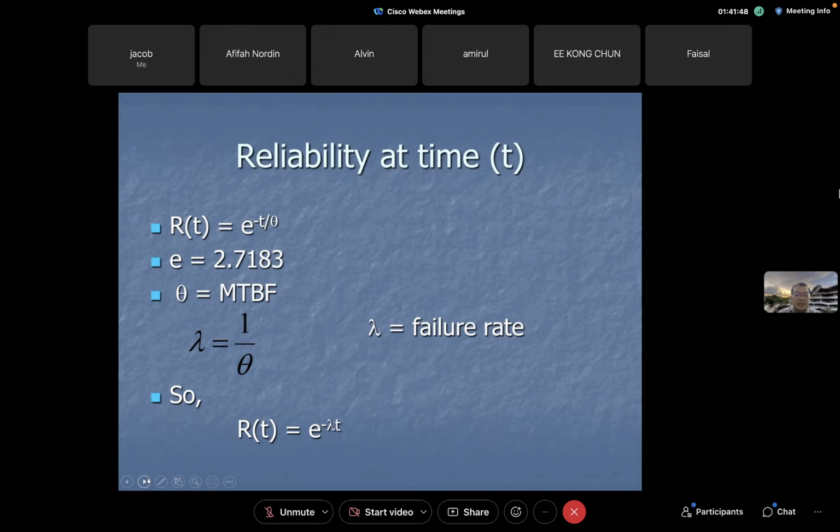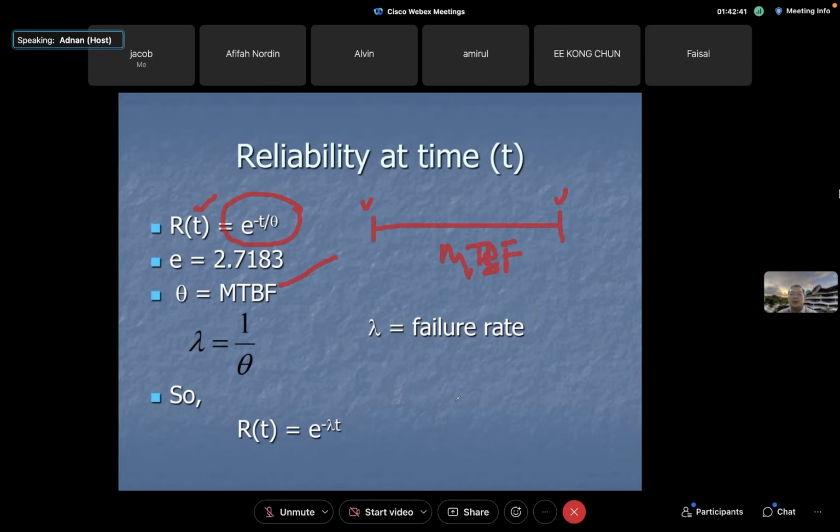To understand reliability better, some knowledge of statistics is important. For example, reliability as a function of time is equal to e to the minus t over theta. What is t? What is theta? t is the time at which we want to estimate reliability. e is of course 2.7183. Theta is the mean time between failure, MTBF, meaning that after one failure happens, when is the next time it is going to fail again? You repair it, then you use it, and then it is going to fail again.